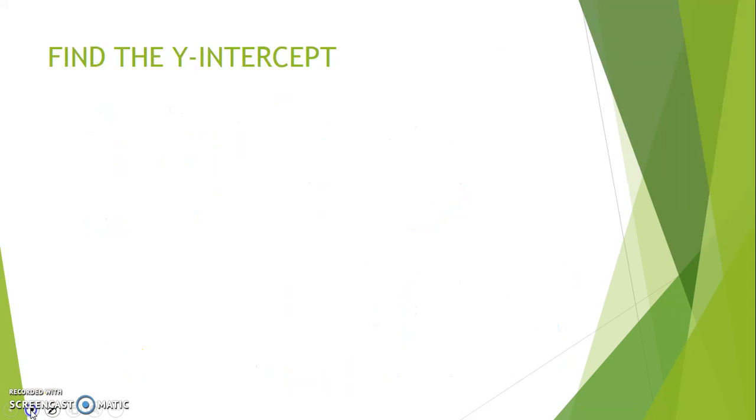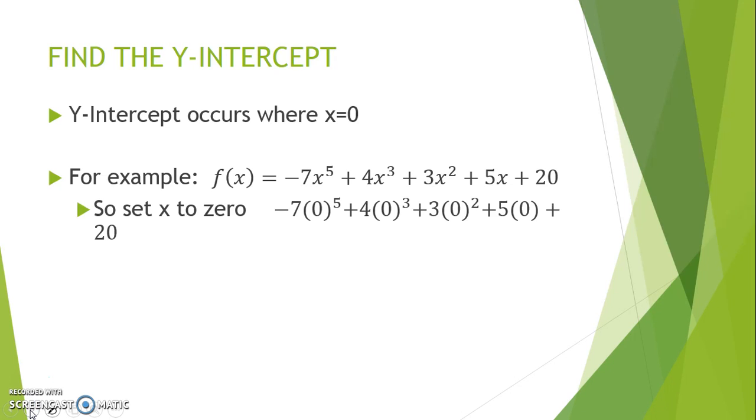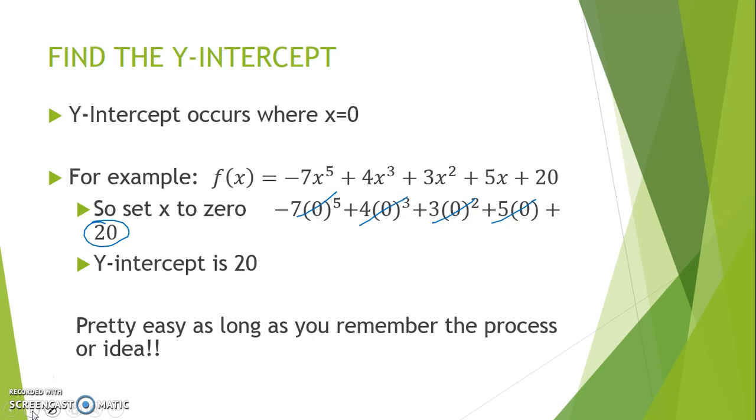Okay, now find y-intercept. Y-intercept occurs when x equals 0. For example, f of x equals negative 7x to the 5th plus 4x to the 3rd plus 3x to the 2nd plus 5x plus 20. So set x to 0, so plug in 0 wherever you see an x, and what that should leave us with is 20. Everything else is canceled out, so these just go away, and all we're left with is the 20 at the end. Simple enough. Pretty easy. Just remember that idea that it's x equals 0, and it should be easy every single time.